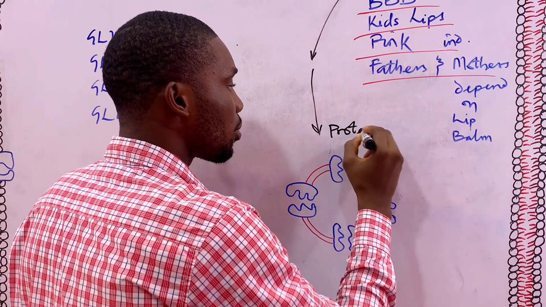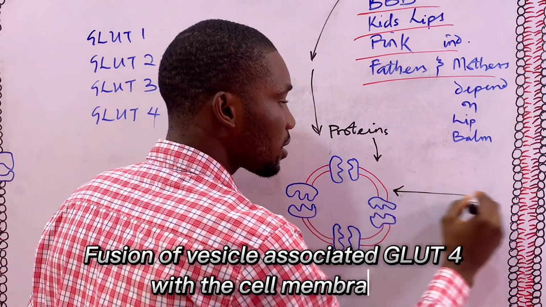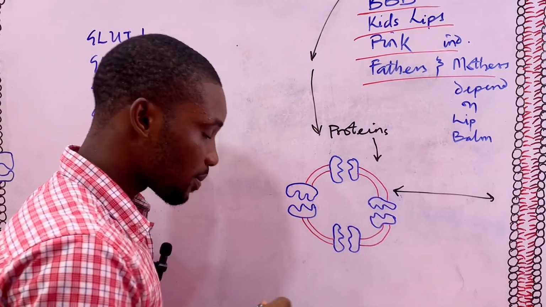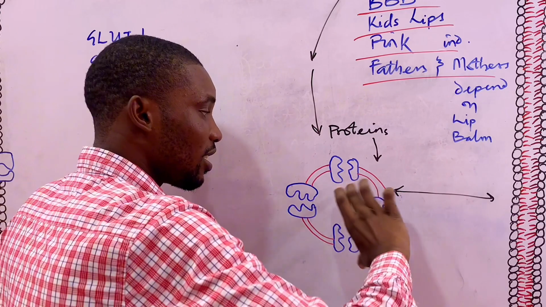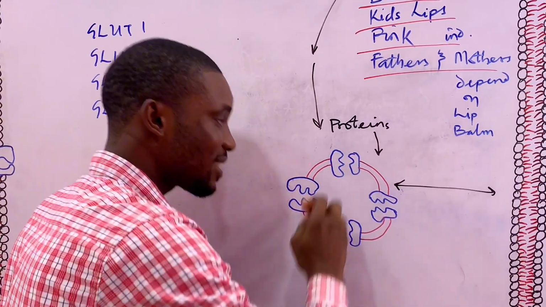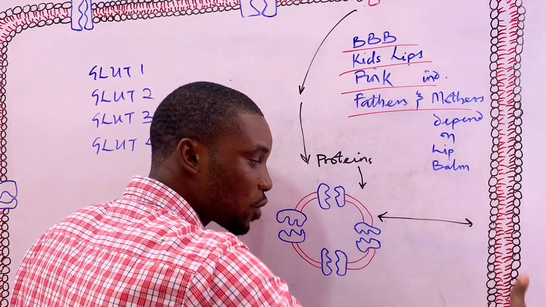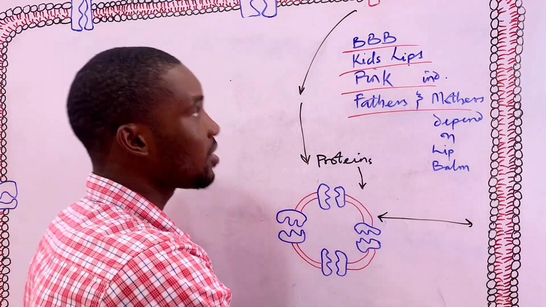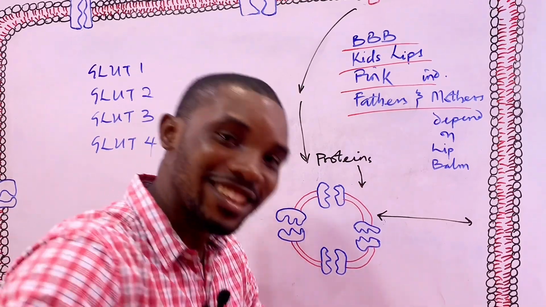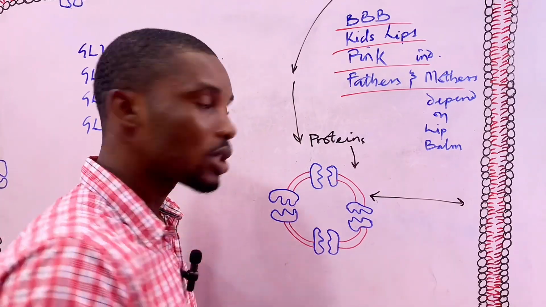So the signaling mechanism causes what? Activation of certain proteins. And these proteins cause the fusion of this vesicle with the membrane. When there is fusion of vesicle with the membrane, what do you think will happen? They will be fused together, and then there will be increased expression of the GLUT4 on the cell membrane. When there are more GLUT4 on the cell membrane, there is an increased number of transporters through which glucose can enter the cell. Okay, and then there will be increased influx of glucose into the cell.